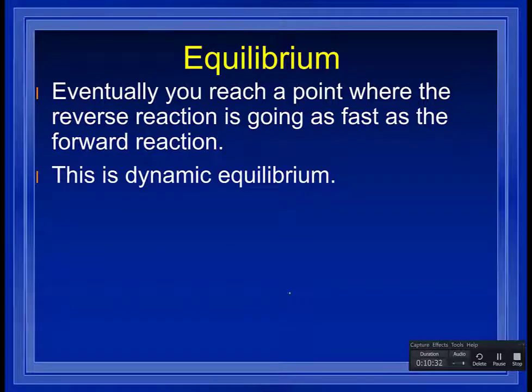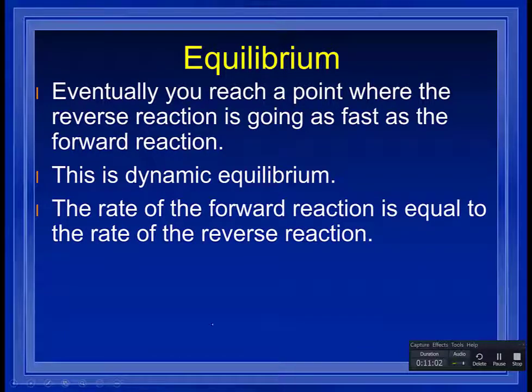That's dynamic equilibrium. Equilibrium means balanced, staying the same. Dynamic means moving, because the reactions are still running. Nothing's stopped, but they're just running in the opposite directions at the same rate. It's kind of like a dynamic equilibrium is running on a treadmill. You're moving, but you're not going anywhere because you're moving forward just as fast as the treadmill's going backwards.